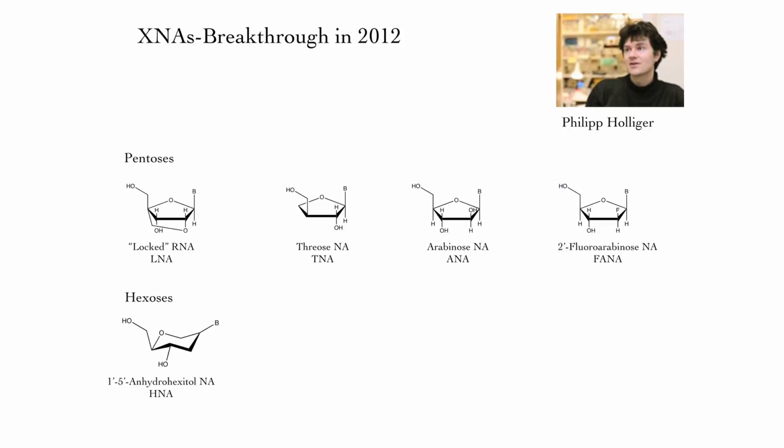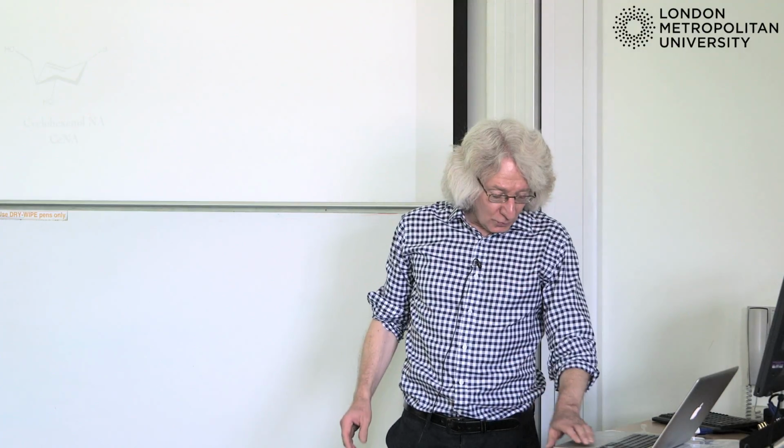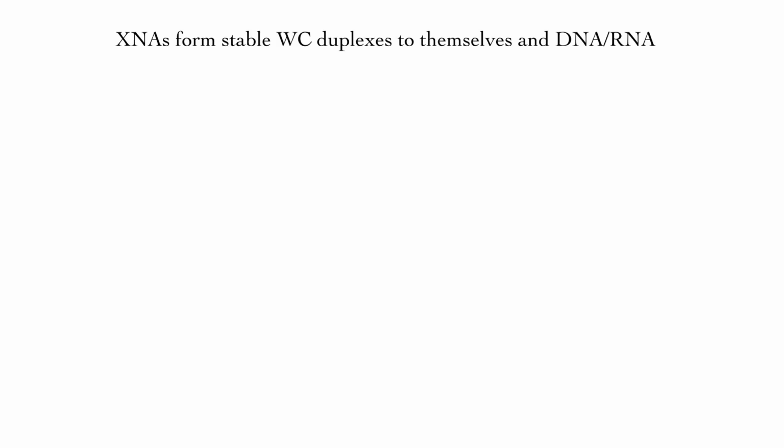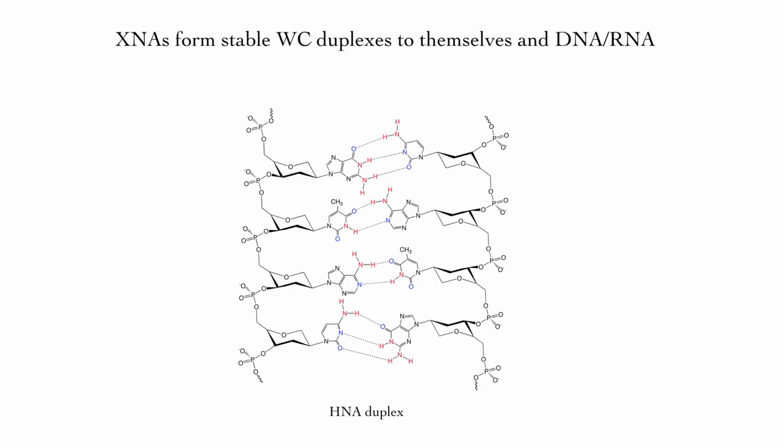He also looked at some hexoses. This is 1', 5' anhydrohexanol nucleic acid, or HNA for short, and a cyclohexenol nucleic acid, or CENA for short. What he's actually managed to do has been really intriguing and inspiring. These XNAs, as they're called, form stable Watson-Crick duplexes to both themselves and to naturally occurring DNA and RNA. Like so. Nice duplexes. It's a HNA duplex.